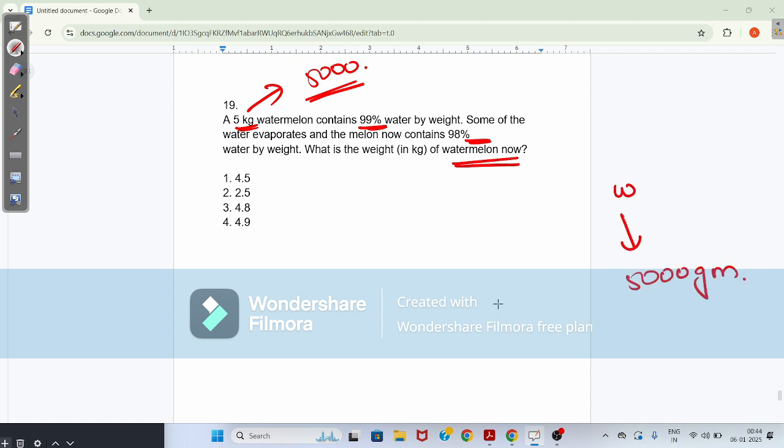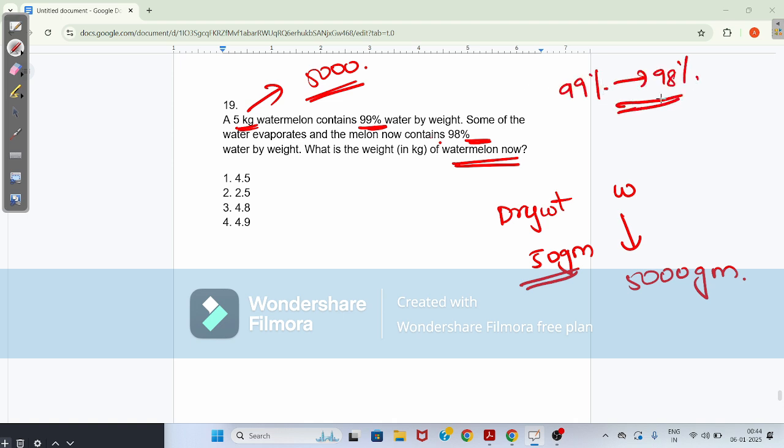5000 grams here. Okay, now the dry weight. Dry weight will be 50 grams, because there is a 1 percentage decrease in the weight. So from 99 percentage to 98 percentage, only 1 percentage is decreased. So what is the gram here? 50 gram here. So for the second weight, the water is 4950 gram here, which is equal to 98 percentage.